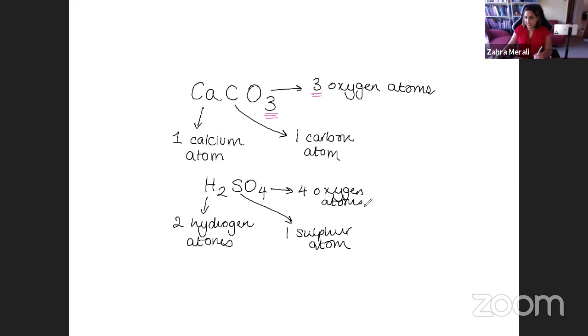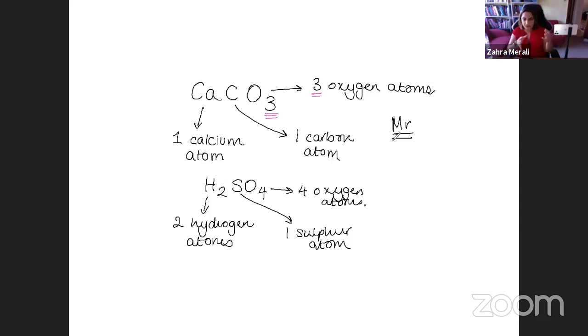So we're going to look at the relative formula mass. The relative formula mass of a compound is the sum of all the relative atomic masses. So remember the relative atomic mass on the periodic table, that one number. When we look at the relative formula mass, which we call Mr, is when we look at it all combined.